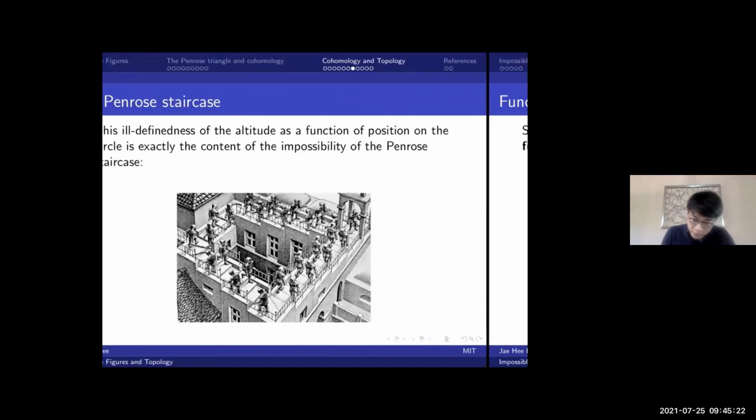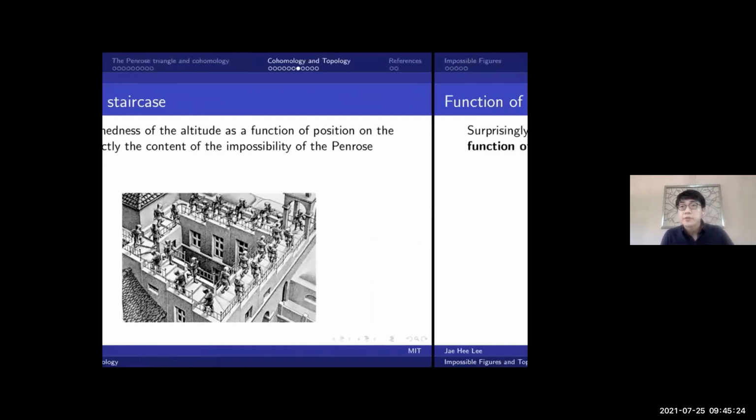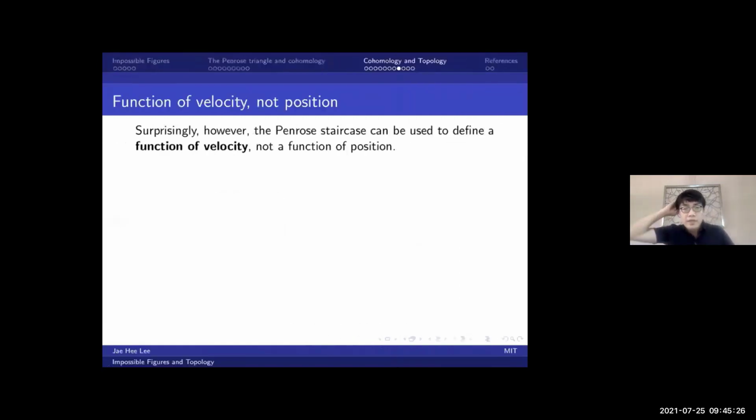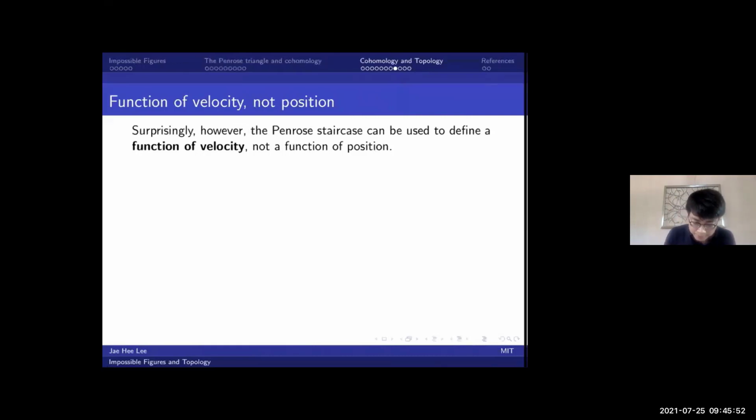And now I'm going to explain the following surprising thing: the Penrose staircase, although it tells you that you cannot define the altitude function as a function of position on your circle, still gives you some non-trivial mathematical object, which is the following. The Penrose staircase can be used to define a function of velocity, your speed, but not a function of your position. So what do I mean by that?